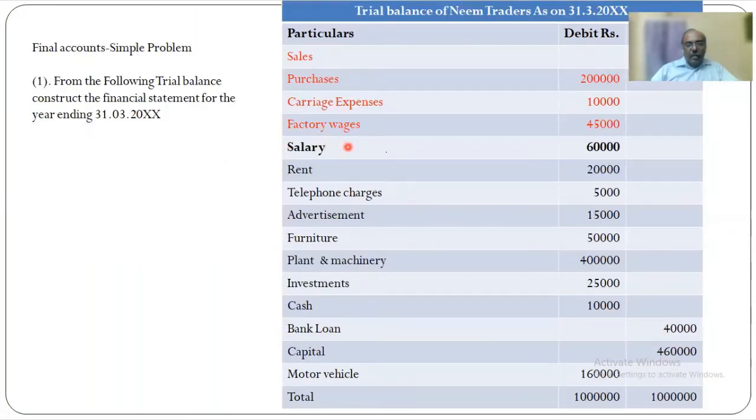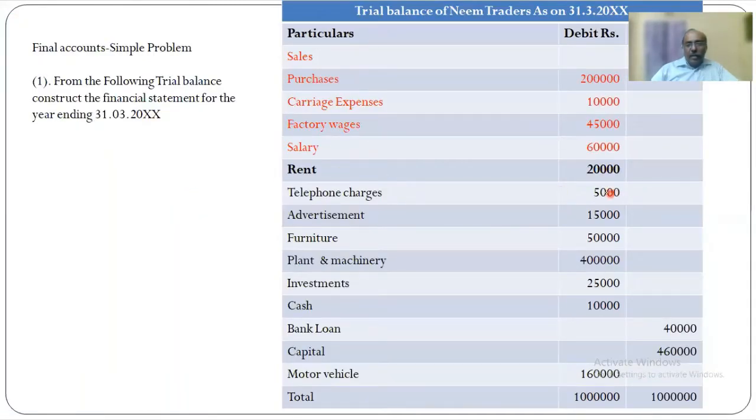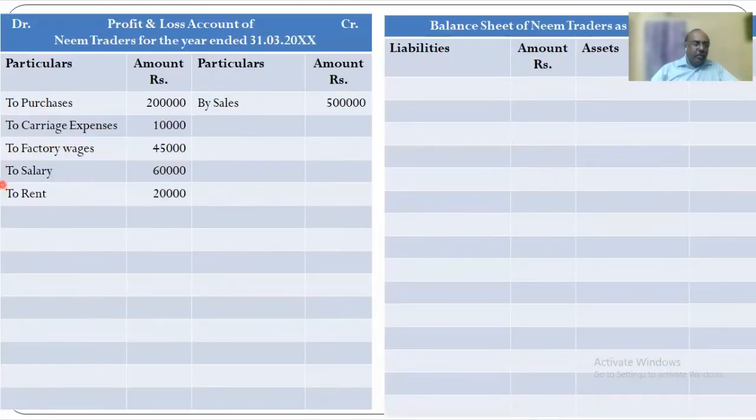Then take the next one, salary, 60,000 rupees spent. Here money is spent, and is it used for next year? It is not used for next year. So put it on the expense side of the profit and loss account. Then take the next one, rent, 20,000 rupees. Is money received or spent? Here money is spent. And is it used for next year? No, this is current year spending. So put it on the expense side of the profit and loss account.